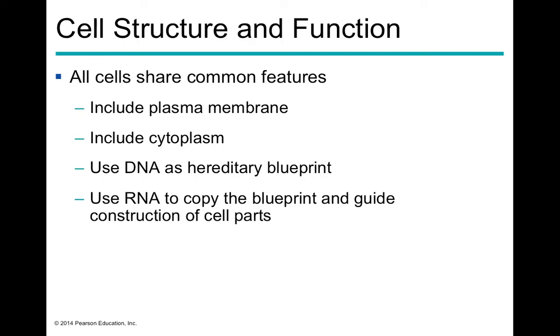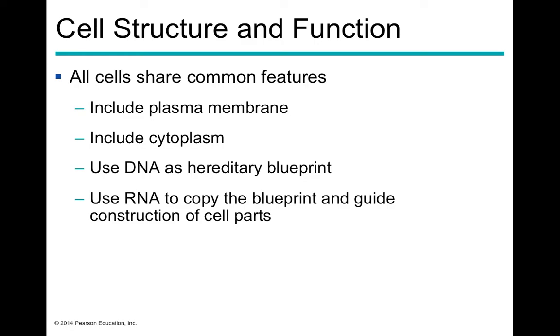And they all use DNA as a hereditary blueprint. That means that DNA is what gets copied from mother to daughter, right? From one cell to the offspring of that cell. And RNA is what's used as a copy of that DNA to be able to copy the blueprint and guide construction of the cell parts. And basically the central dogma here is DNA creates RNA creates protein.